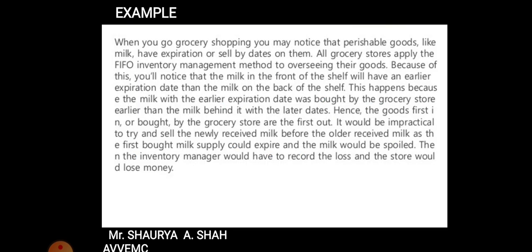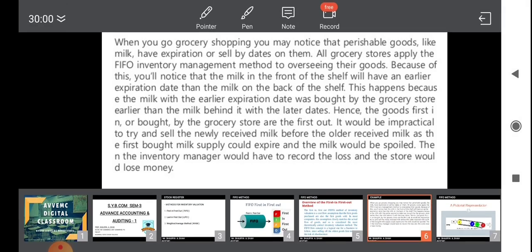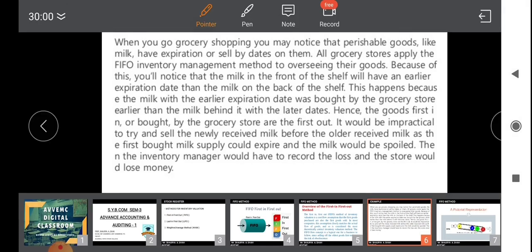You will understand it better with this example. When you go grocery shopping, you may notice that perishable goods, meaning those goods which spoil very early, like milk, have expiration or sell by dates on them. You may see the best before tag on any of the perishable products, and on food items also, so that is the expiry date or sell by date. All grocery stores apply the FIFO inventory management method to oversee their goods.